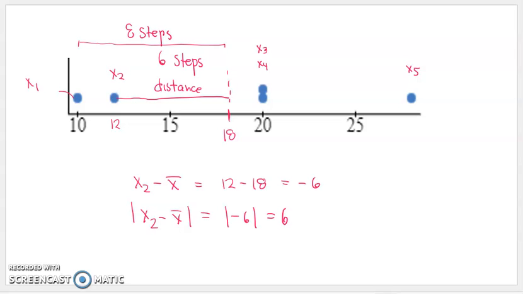So what does the MAD mean? It means on average, when I look at the distances of these values from the mean, on average, they are 5.6 units from the mean.